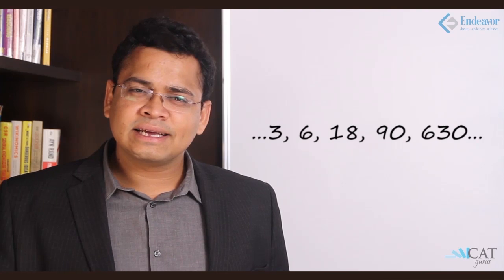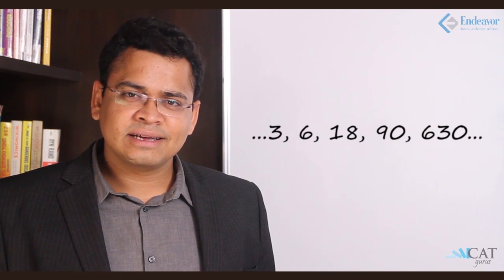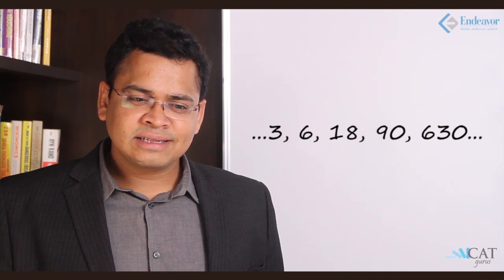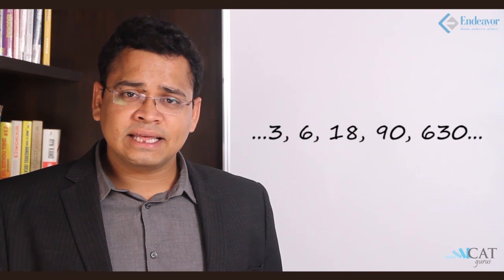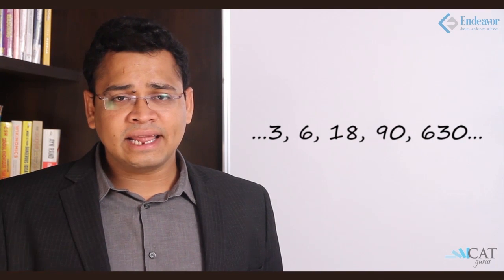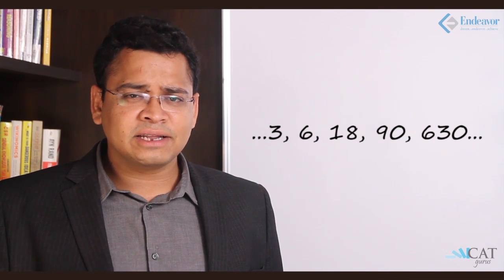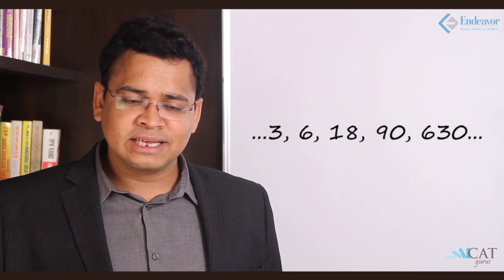Say for example, 3, 6, 18, 90, 630 ought to have some pattern. 3, then it is 6. So it is 3 2s are 6. Okay. 6 and then 18. It is 6 3s are 18. 18 and then 90. It is 18 5s are 90. Okay. So the multiplier here is the prime numbers, which is 2, 3, 5.